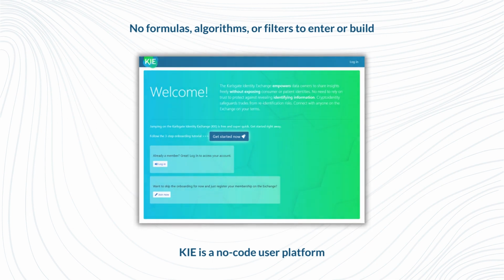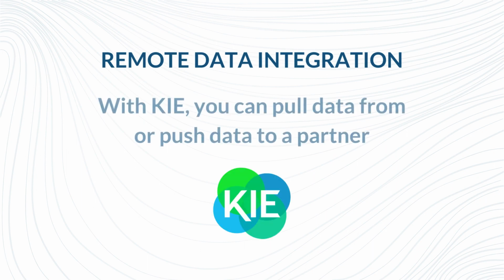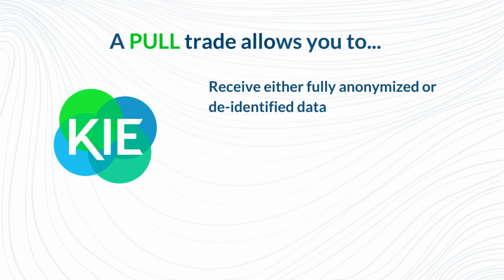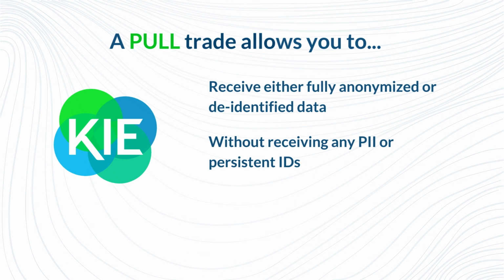The new data collaboration capabilities are intended to help with remote data integration. With KIE, you can pull data from or push data to a partner once, or on a scheduled cadence of regular updates. A pull trade allows you to receive either fully anonymized or de-identified data from any number of data sources or partners without receiving any PII or persistent IDs.